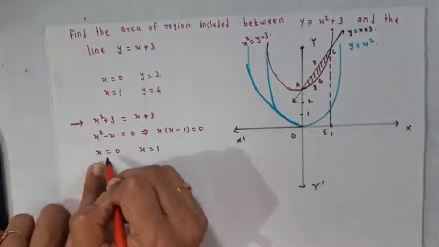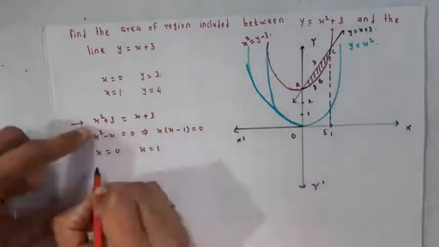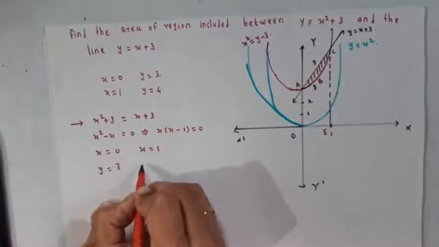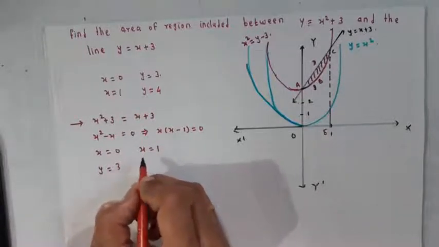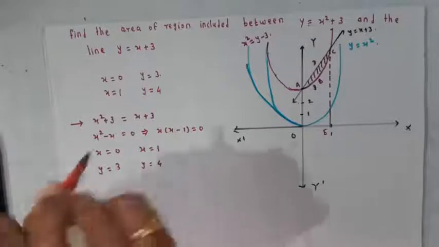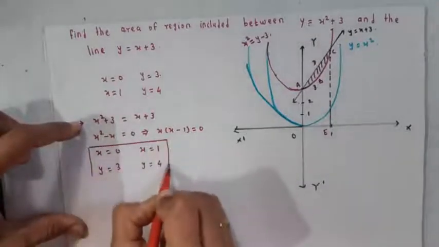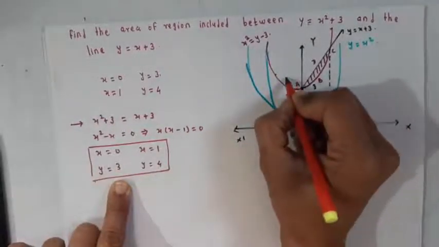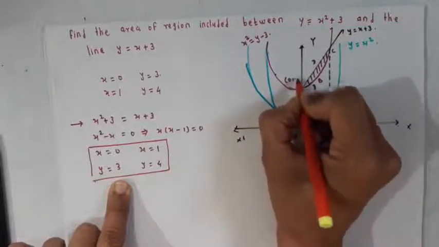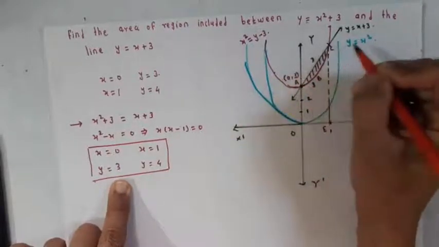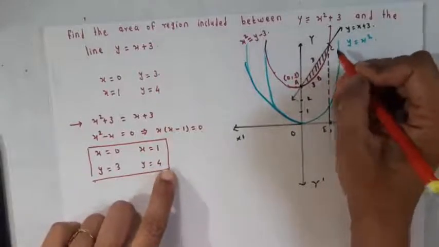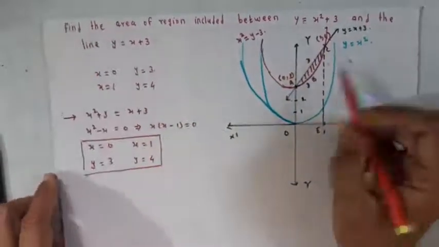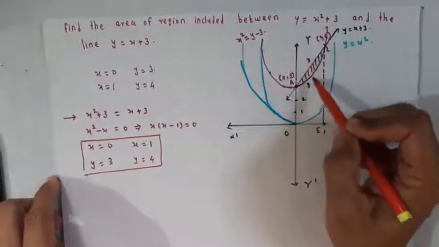When x equal to 0, y equal to x plus 3 gives y equal to 3. And when x equal to 1, y equal to 4. These are the points of intersection. That is x equal to 0, y equal to 3, the point of intersection A, that is (0, 3), and the point of intersection C, where x is 1 and y equal to 4. Okay, now let us find the area in between them.